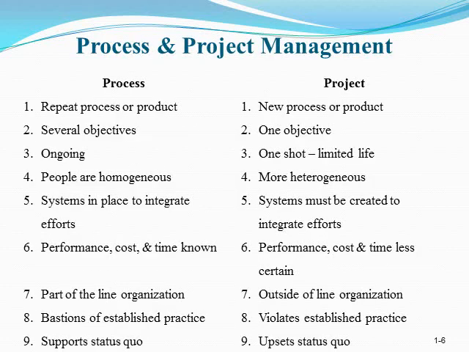Now let's check the difference between a process and a project. First of all, let's define a process. A process refers to the ongoing day-to-day activities in which an organization engages while producing goods and services. So it's a repetitive process. We are doing the same thing on a daily basis. There are several objectives. It's an ongoing process of day-to-day activities. People are homogeneous, the same on a daily basis. Systems are in place to integrate efforts.